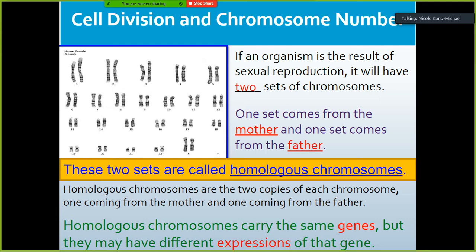For example, right here on set number 9, I got this nice dark area at the top of this chromosome. Let's pretend that dark area at the top of number 9, the first one that I got from mom, codes for blue eyes. And over here on the second number 9, the one that I got from dad, that top part is going to, let's say, code for brown eyes. Well, the top of these both code for the same trait. They have, therefore, the same genes, but we might have different expressions of that gene, how they show themselves in their phenotype.